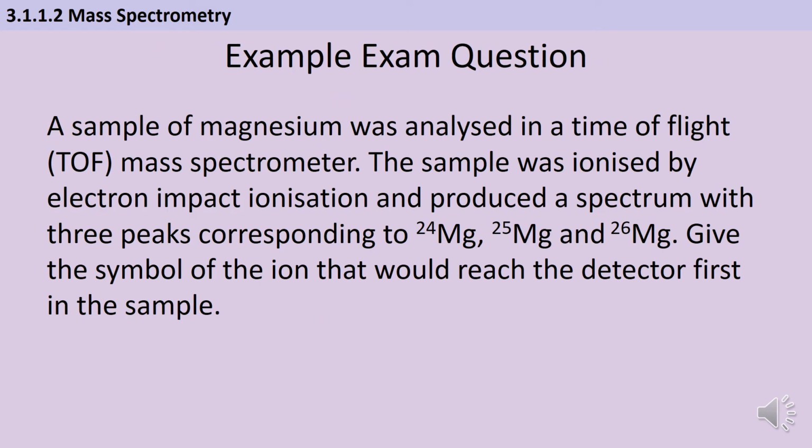You could also just be asked to identify which ion will reach the detector first. So here's an example where we have a sample of magnesium with 3 isotopes in it, and they want to know which ion will reach the detector first. So just pause the video, scribble down what you think the right answer is.